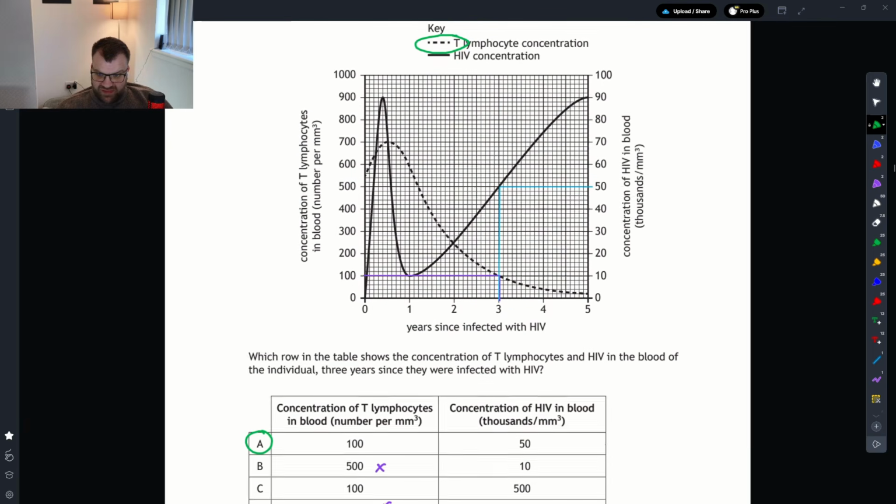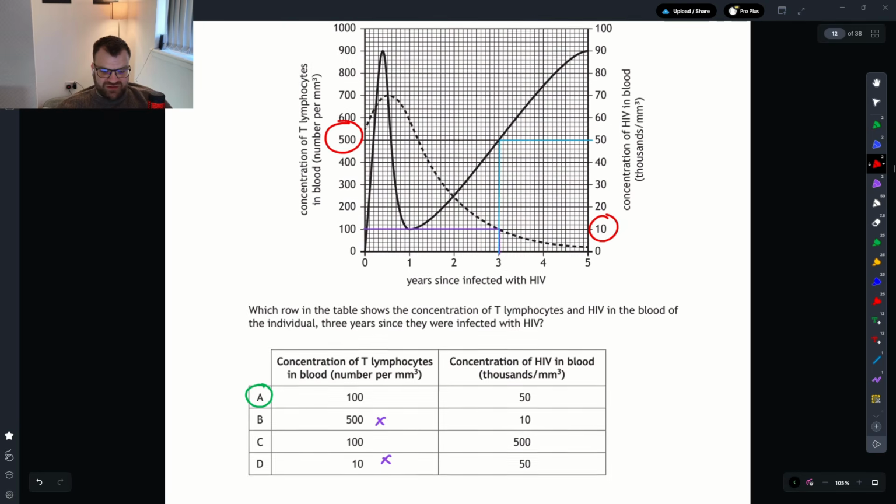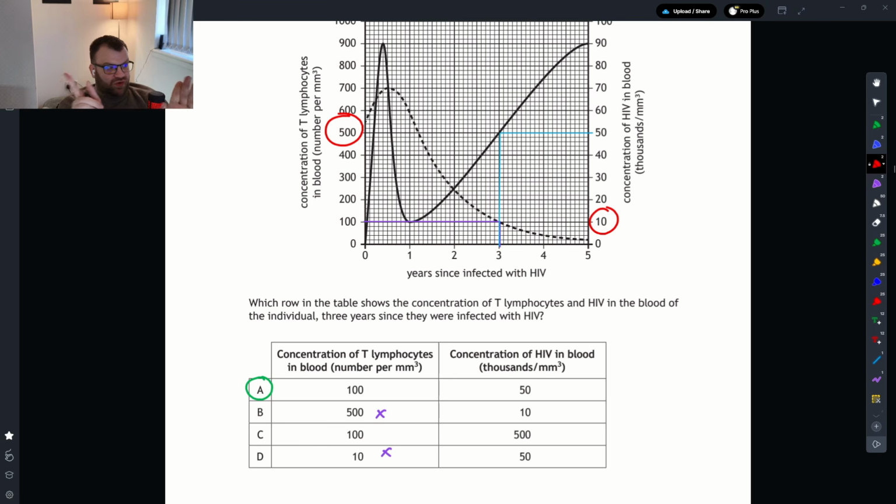What they've probably done to try and throw us off is if we went the wrong way, we could quite comfortably think that that one was 10, the HIV, and then the other one would be 500. So answer B is if you go the wrong way and read the values off the wrong axes, which is not what we're going to do.